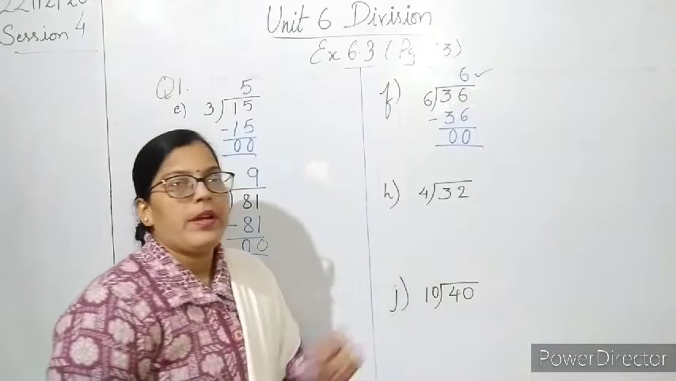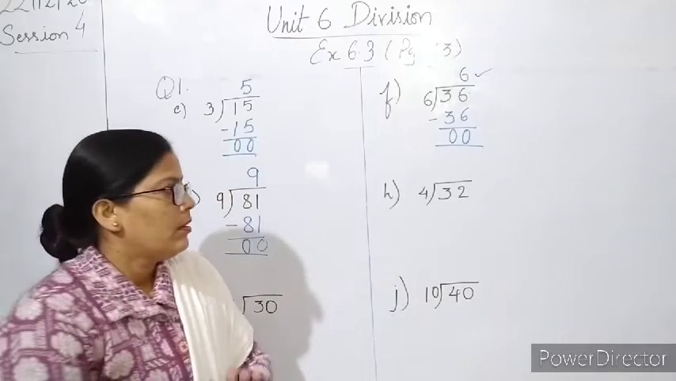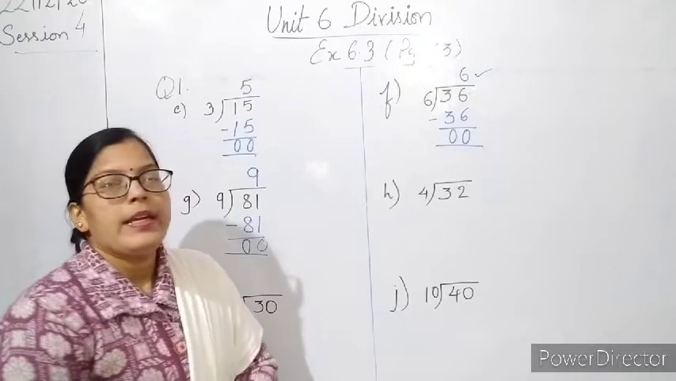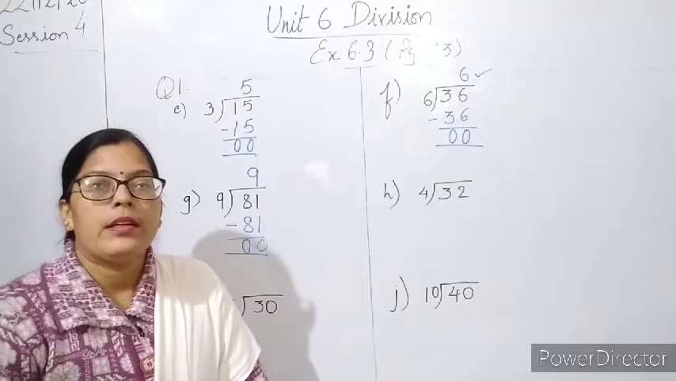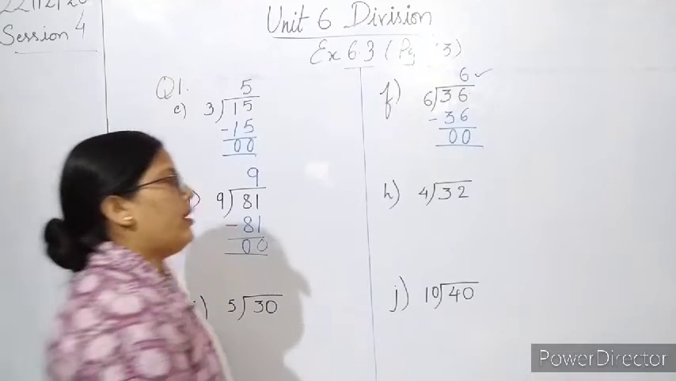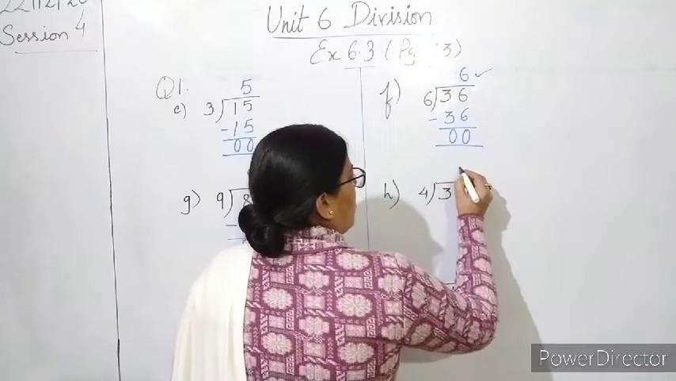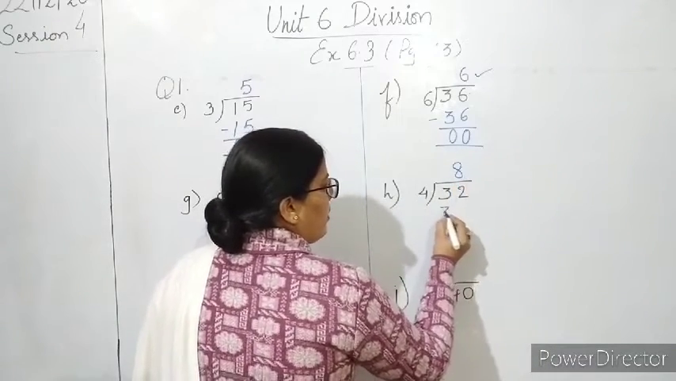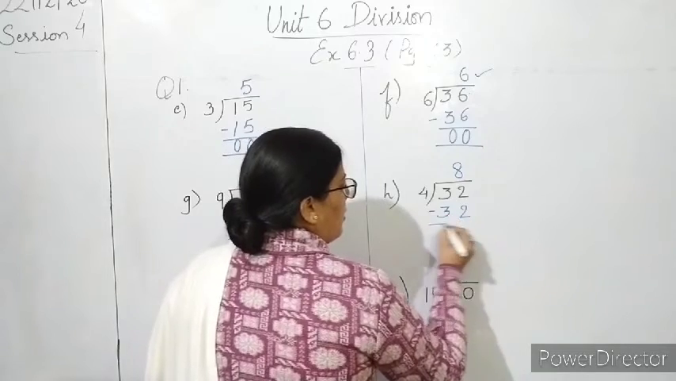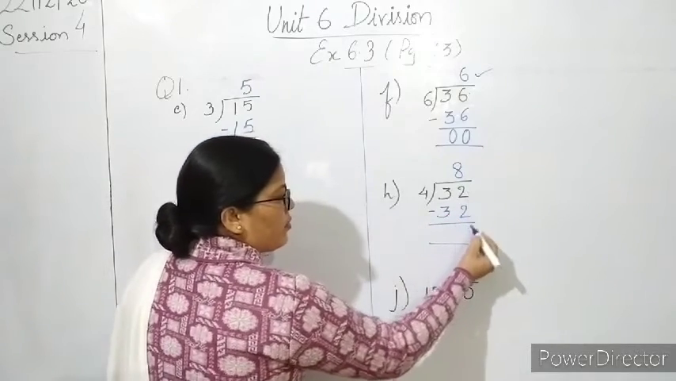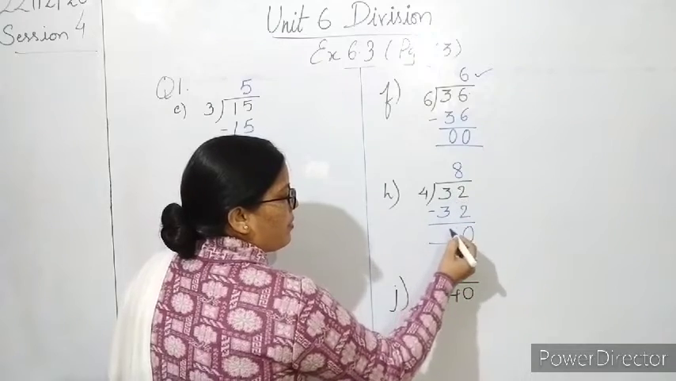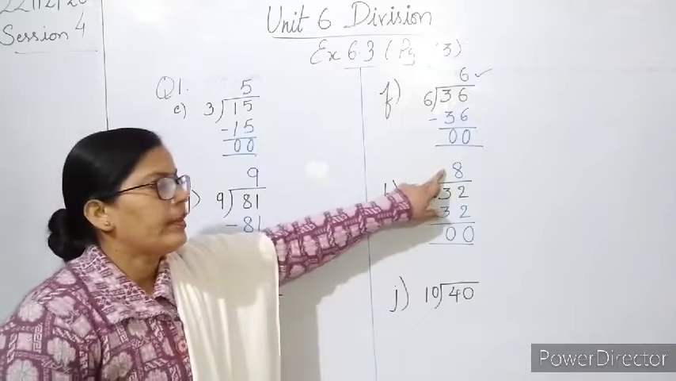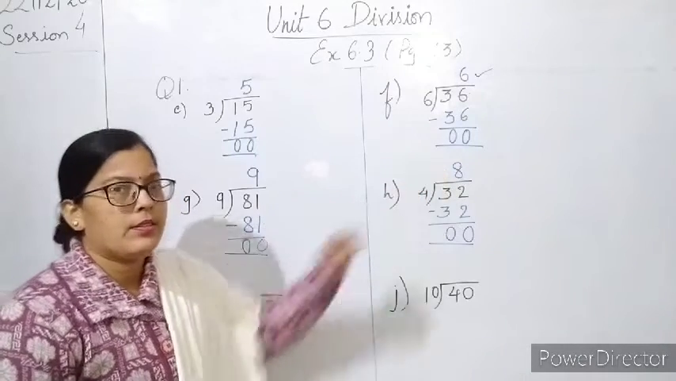Now 32 divided by 4. You will get 32 by 8 times. 4 eights are 32. So write 8 at the top. 4 eights are 32, write 32 here again and subtract the numbers. 2 minus 2 is 0 and 3 minus 3 is 0. What is the quotient here? 8. The answer is 8.